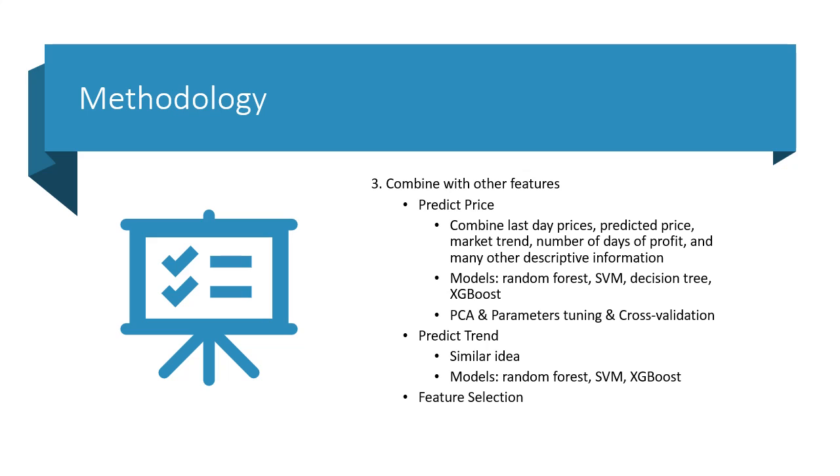Then we combine the one-day predicted price we obtained from the last step and other features about stocks to predict both the price and trend. For price prediction, we use random forest, support vector machine, decision tree, and XGBoost. Then we selected the model with the best performance to tune the parameters, perform PCA, and also cross-validation. We did a similar process for trend prediction, except this time it is a classification problem instead of a regression problem.